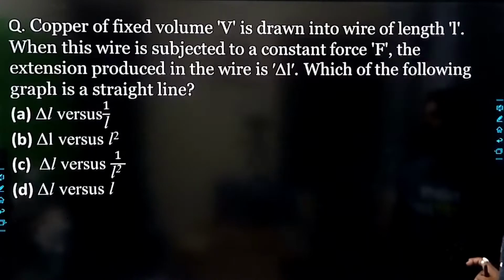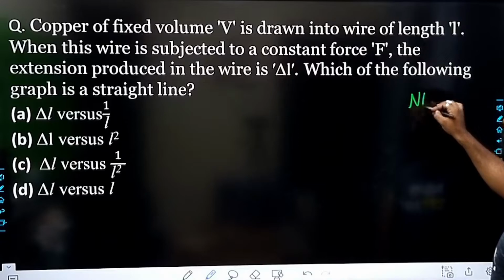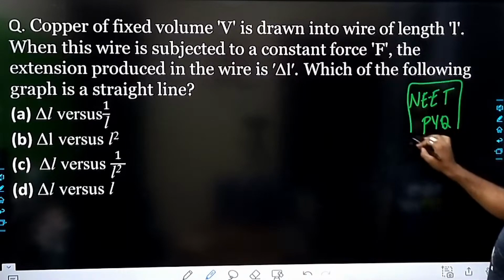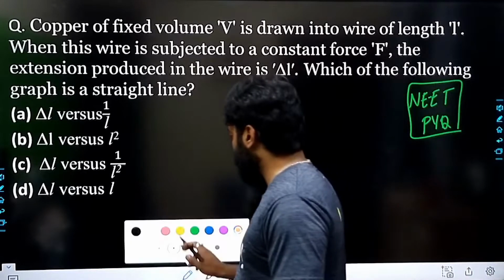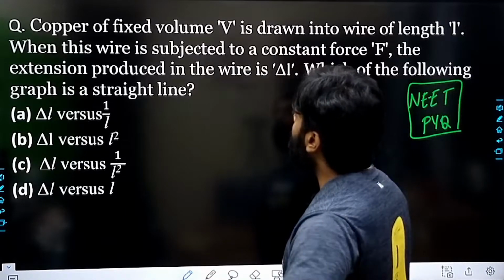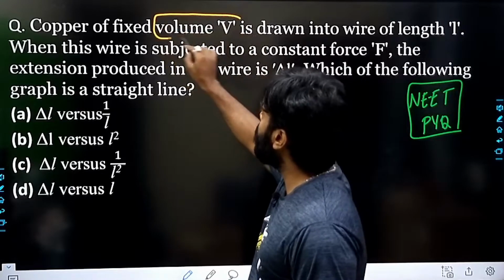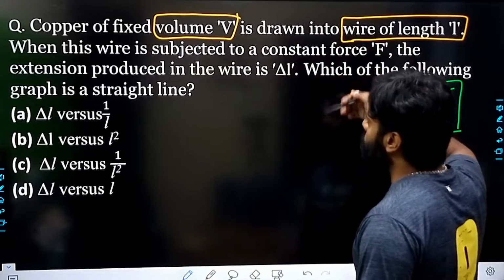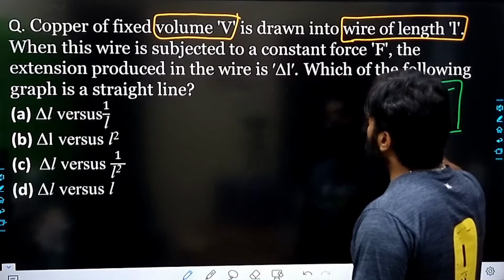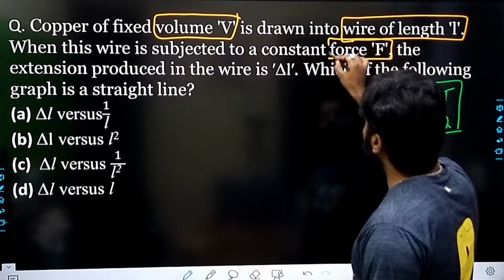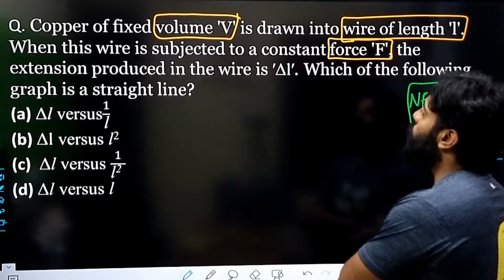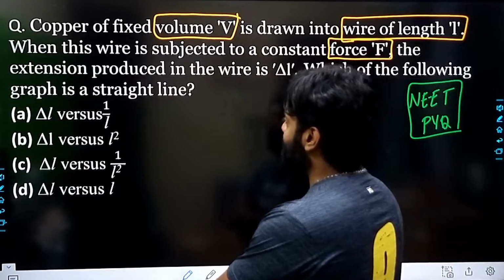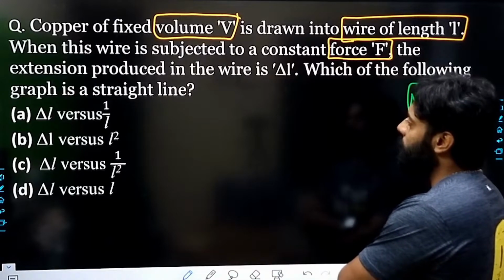नेक्स्ट, ये क्वेश्चन भी NEET PYQ है. तो अगर इसकी बात करें, यहां पे हमें दे रखा है ये कॉपर है, copper of fixed volume V, so we are having a fixed volume V is drawn into a wire of length L, so we are basically changing this to length L. When this wire is subjected to a constant force, the extension produced in the wire is delta L. Okay, which of the following graphs is a straight line? Okay, graph हमारे पास straight line कौन सा आ जाएगा?